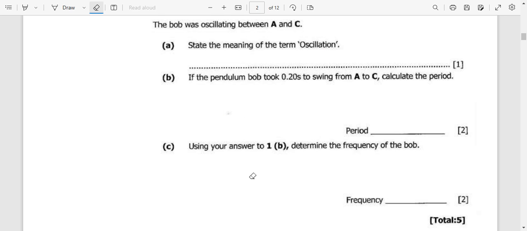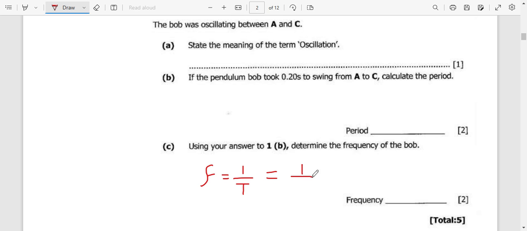Question C is saying, using your answer to B, determine the frequency of the bulb. Now, how do you find the frequency of the bulb? Frequency is simply 1 over period. That is how you determine the frequency. Frequency is defined as the number of cycles per second, right? The number of cycles per second.